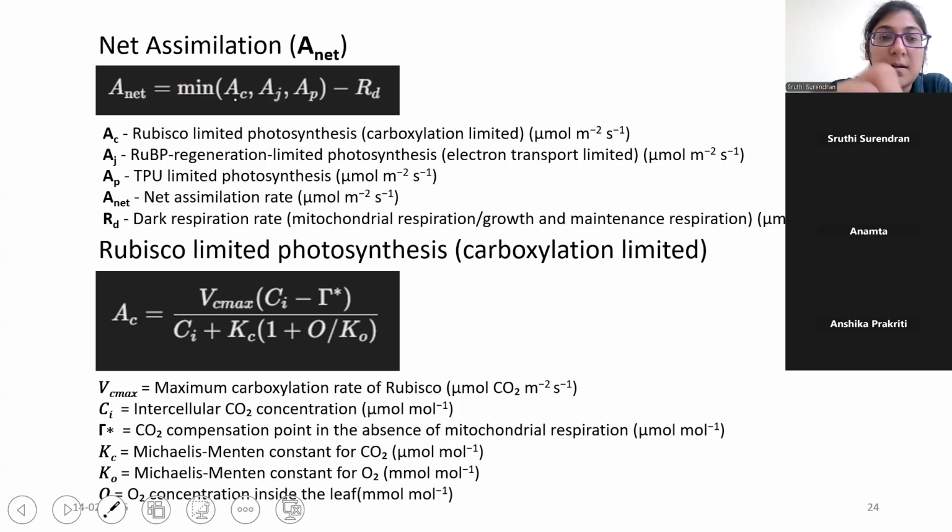And then we will subtract the dark respiration rate, which is the mitochondrial respiration rate. Now, why are we subtracting it? Again, if you want to get the net assimilation rate, you have to know what is the total carbon dioxide that is being taken in and what is the total carbon dioxide that is being released out. So when you bring together these two, the input minus the output, you will get the net photosynthetic rate.